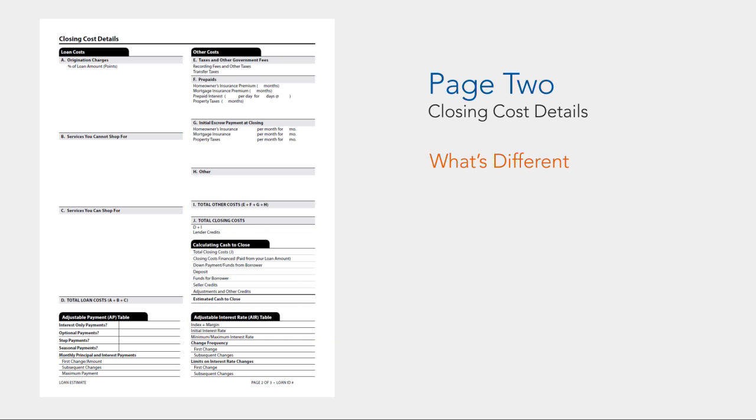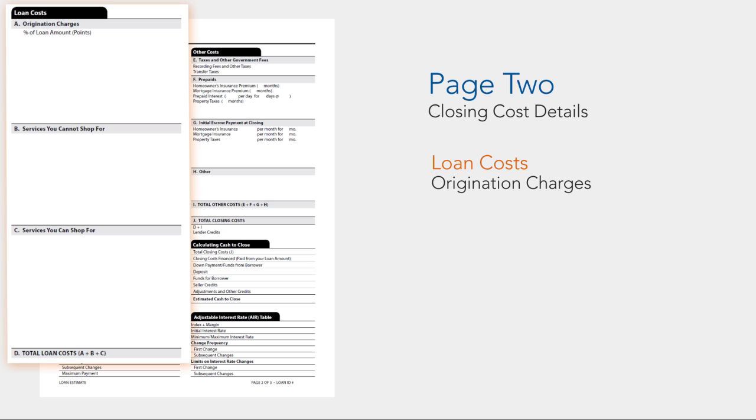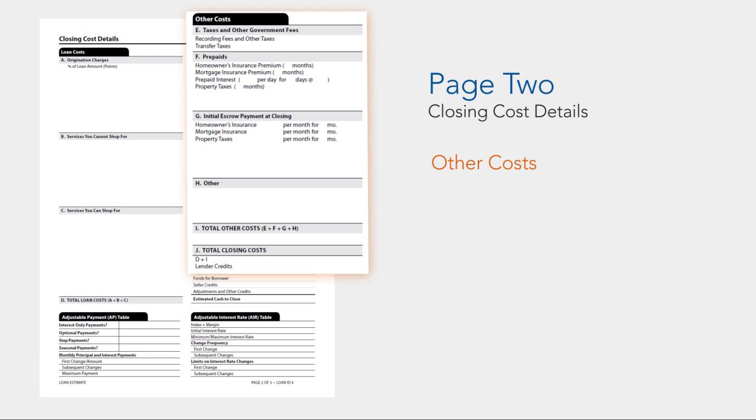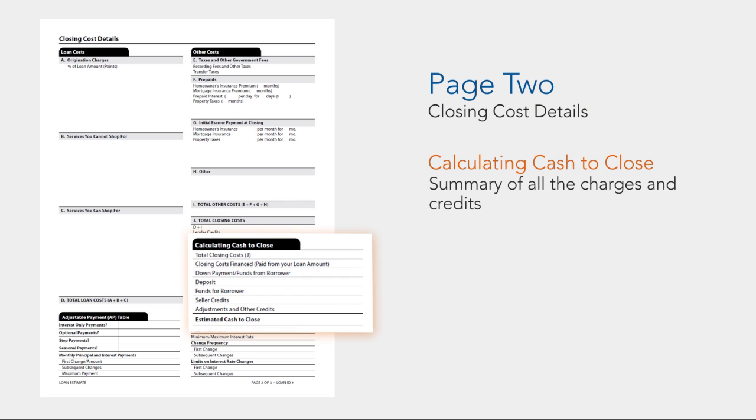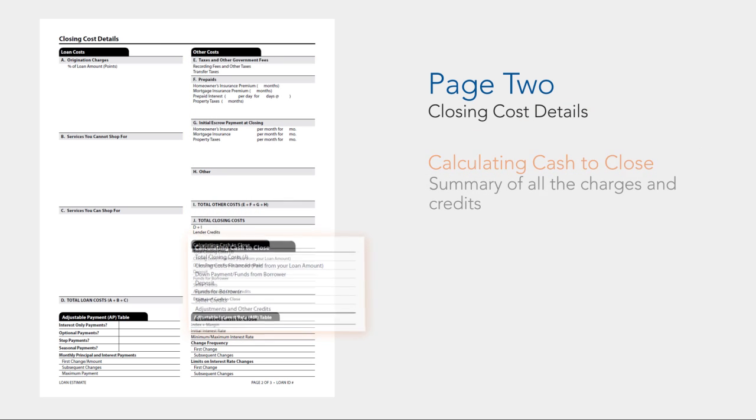Page 2 is a breakdown of loan costs, other costs, and a summary entitled Calculating Cash to Close. What's different on this page is how the costs are broken down. The 800, 900, etc. series of fees no longer exist. Loan costs include origination charges, services you cannot shop for, services you can shop for. Other costs include taxes, prepaids, initial escrow payment, and other. Calculating cash to close includes a summary of all the charges and credits.